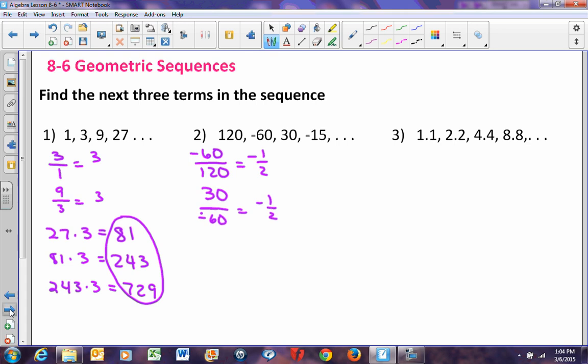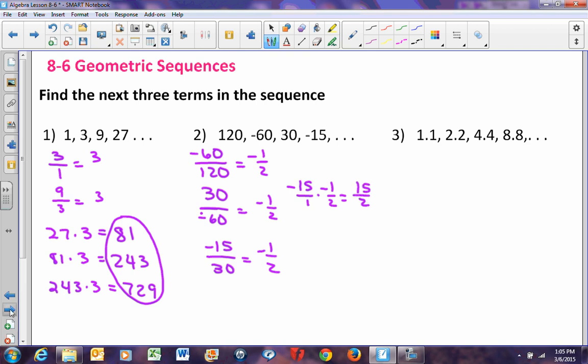And then negative 15 over 30 is negative 1/2. So my common ratio is negative 1/2. So I'm going to have negative 15 times negative 1/2, okay, which is going to be positive 15 halves, or 7.5.